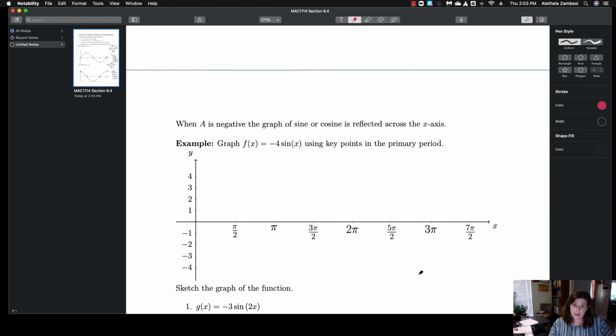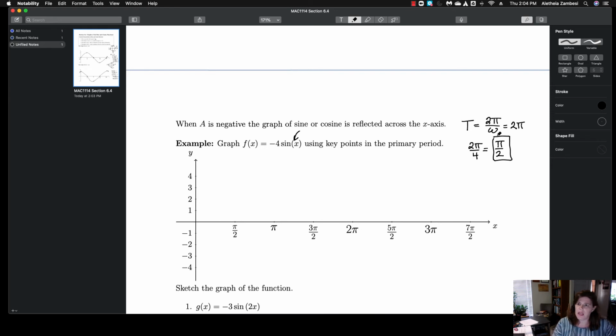So let's first graph the function f of x is equal to -4 sine of x using the key points in the primary period. Now the period on this function is equal to 2 pi over omega, and you see that omega is 1, so our period here is equal to 2 pi. Now in every period you have 4 primary points. You can find those by taking your period, 2 pi, and dividing by 4. So this means that every pi over 2 we have a point in the primary period.